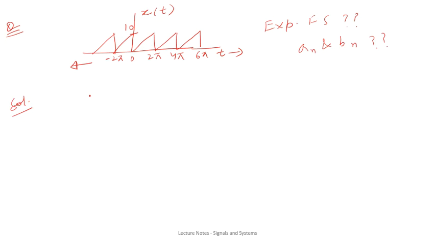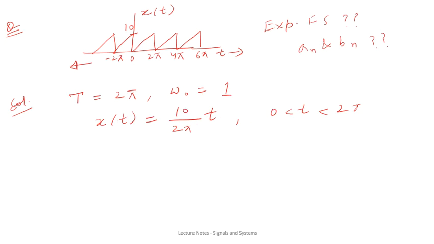Okay, so since we already know that the period is 2 pi here, the value of omega naught will just be equal to 1. The function can also be written as 10 over 2 pi times t, that will be the same because we have already seen this in the previous problem. Okay, now the solution will start.